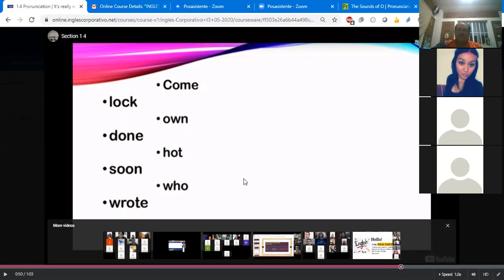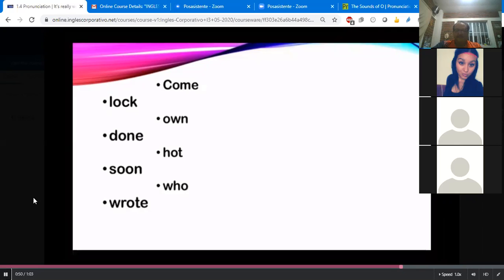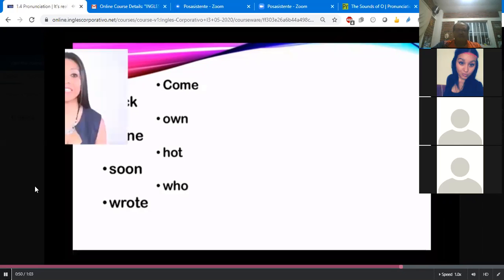Okay. So this is, you know, basically the sounds of the letter O. This is for you to see that it does not always have the same sound, right? Remember that sometimes the writing is similar, for example, here or here, only the O, but the sound would be like a U. Okay. Did you get it? Work with me.